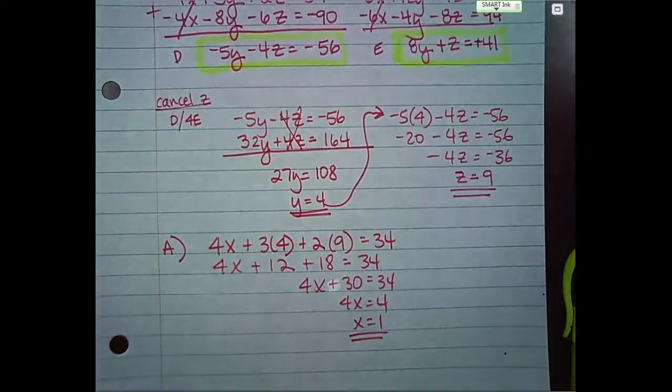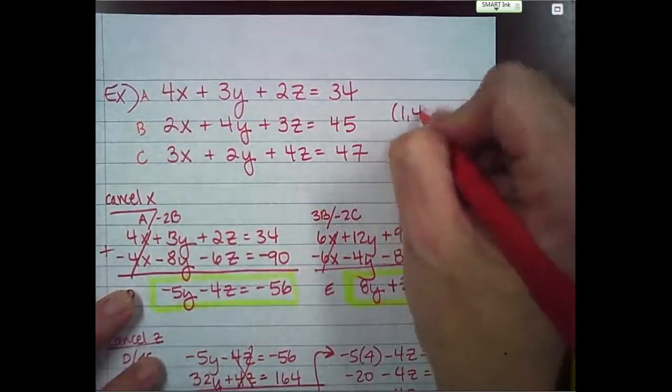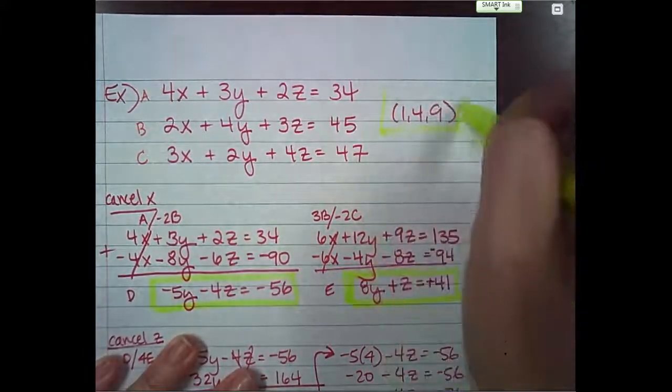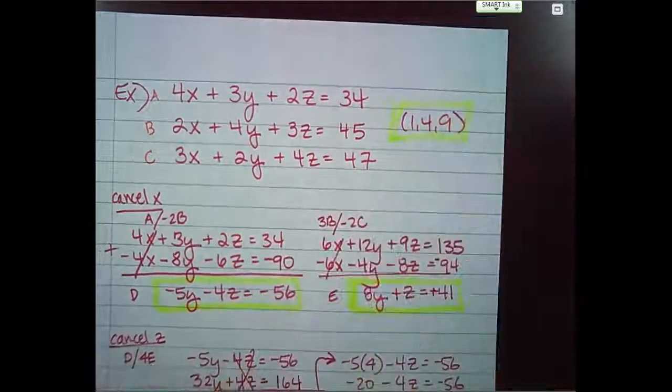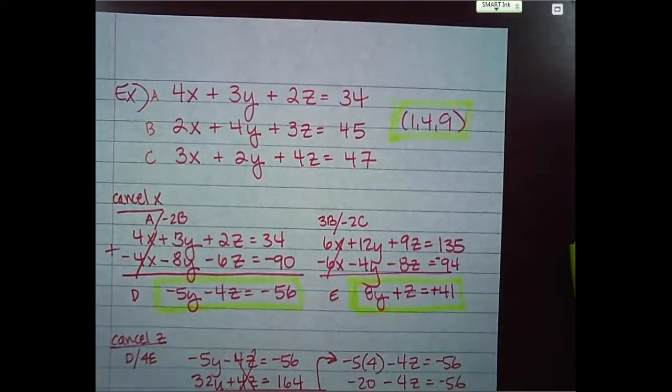And to write your answers, you're going to do what? 1, 4, and 9. Got it? Okay. Now I'm going to give you one on your own.